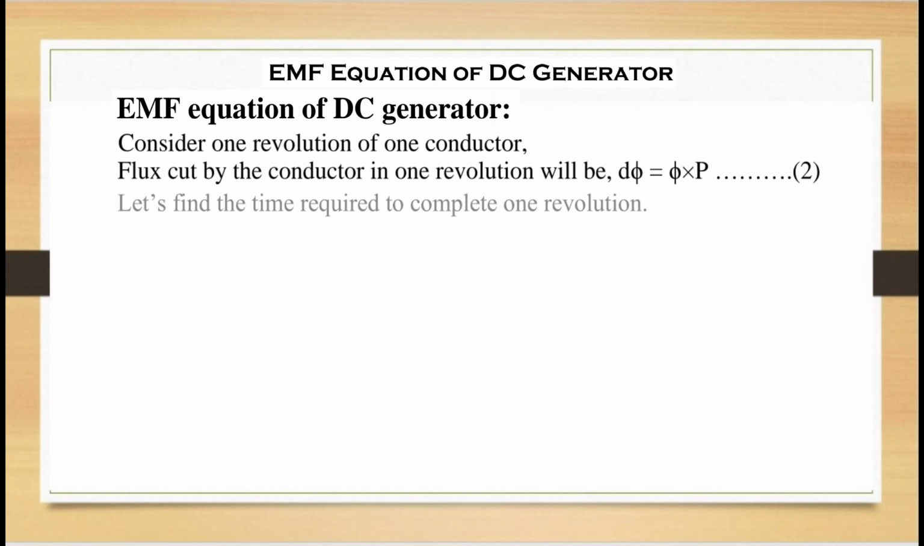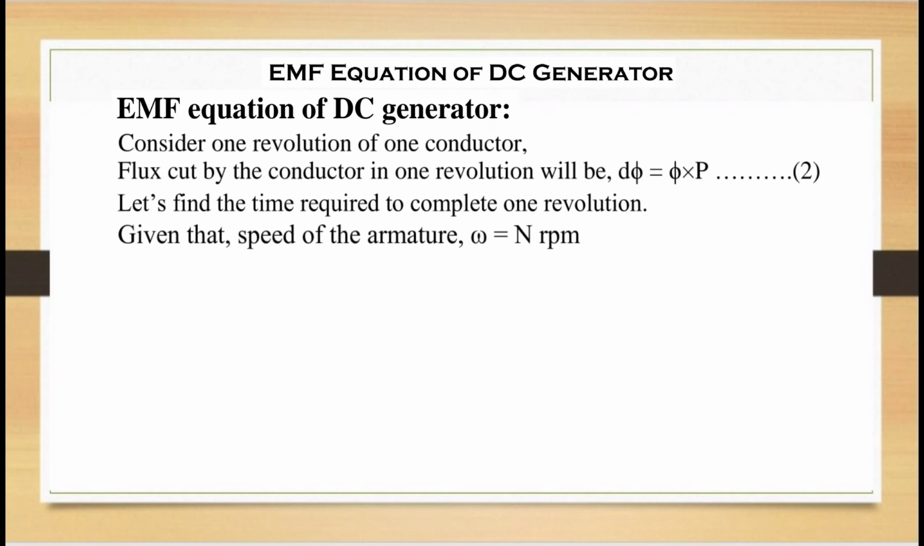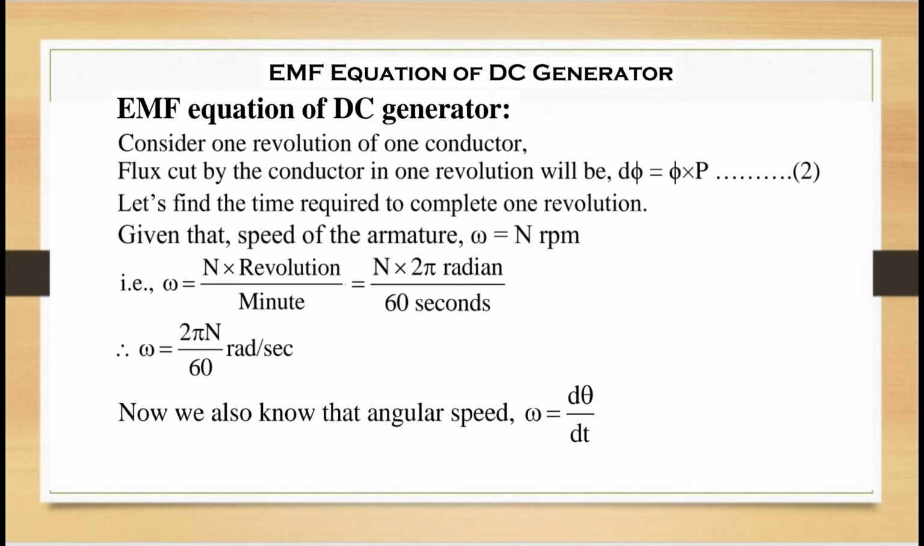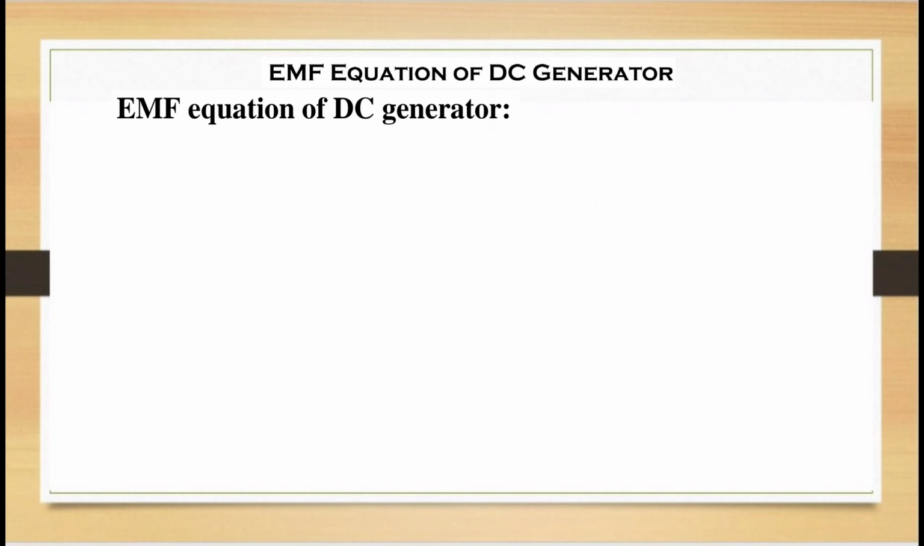Now let's find the time required to complete one revolution if the speed is N. Given that the speed of the armature is N rpm, that is N revolutions per minute, which is equal to N into 2 pi radians for one revolution, divided by one minute, that is 60 seconds. Therefore finally omega equals 2 pi N by 60 radian per second. Now we also know that angular speed is equal to d theta by dt. Therefore dt equals d theta by omega.